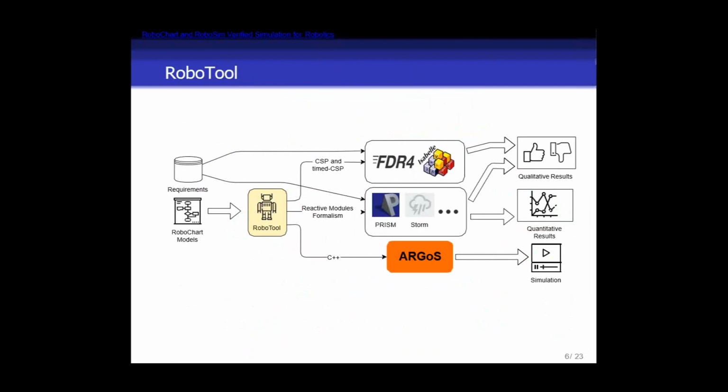The second path is here with reactive modules. And then we use some existing probabilistic and statistical model checkers like PRISM and Storm. And from that, we get both qualitative and quantitative results. Like, for example, how much battery power does this need to cover an arena of a particular size? That kind of quantitative result. And then down at the bottom, we can generate languages like C++ for use in existing simulators.